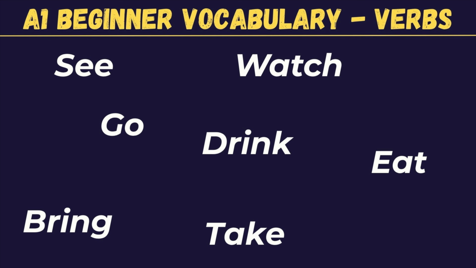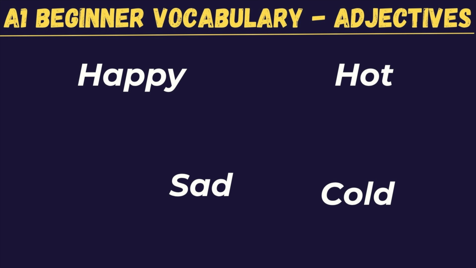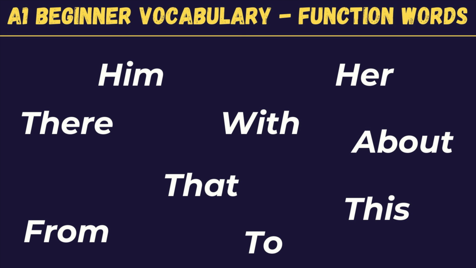At the A1 beginner level, you will learn basic words like see, watch, eat, drink, take, bring, and those kinds of verbs. You will learn some basic nouns like table, pen, tree, cup, and things like that. You will learn some basic adjectives like happy, sad, hot, and cold. You will also see lots of function words, words like him, her, this, that, there, from, with, to, about.